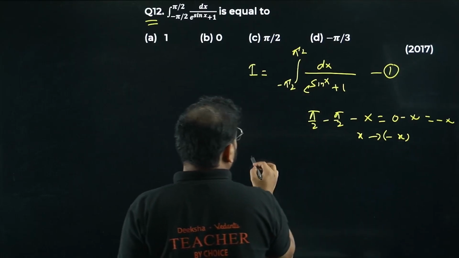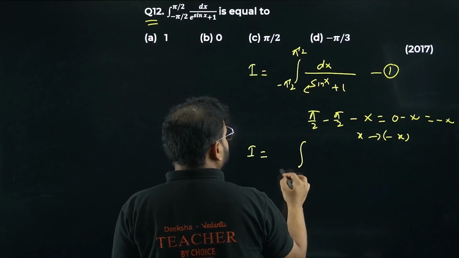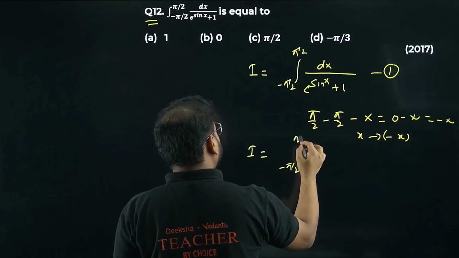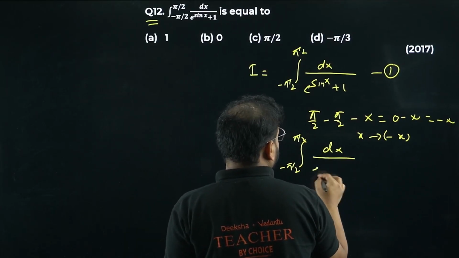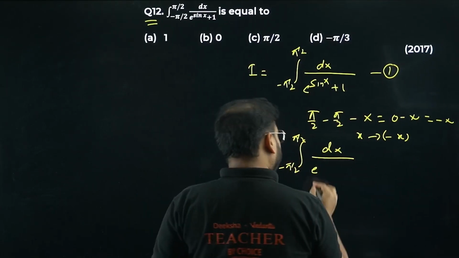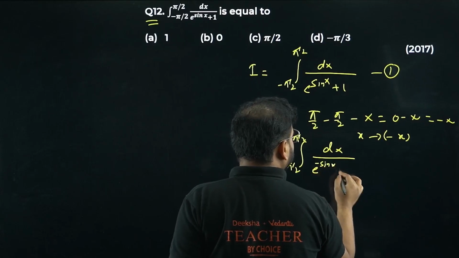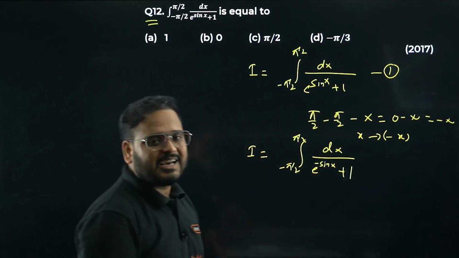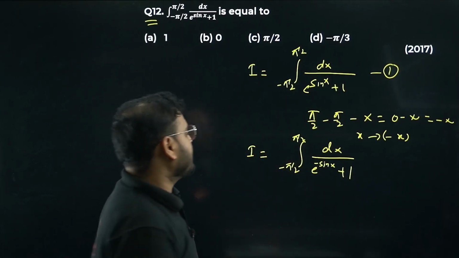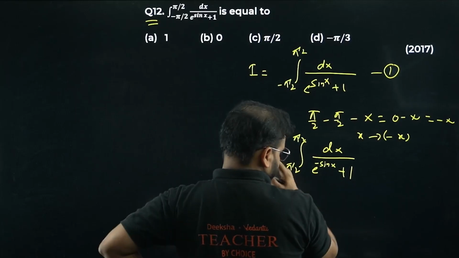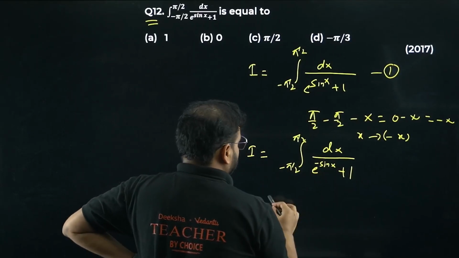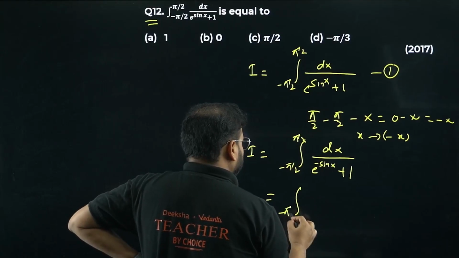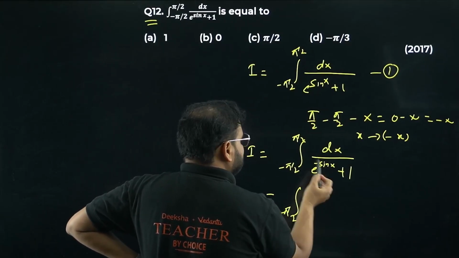Have a look. You'll have I value one more time as minus pi by 2, limit does not change, remember, and you have dx upon e power sine of minus x. It will become minus sine x only plus 1. Right? Sine of minus x is what? Minus sine x. Okay. Now take this, basically multiply both up and down by e power sine x. So you'll have a look. I'm trying to simplify so that I get the same denominator as this.